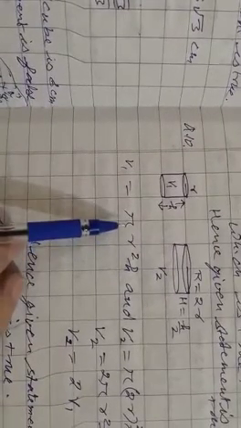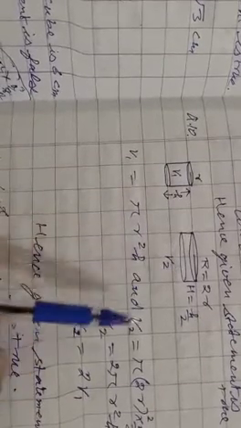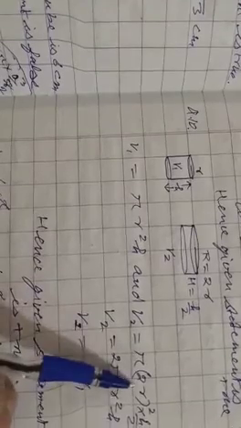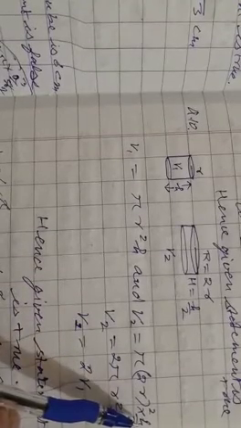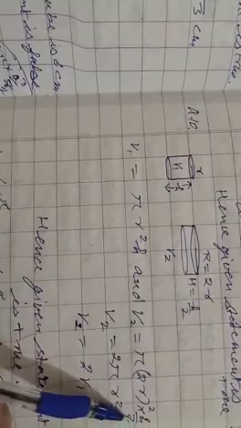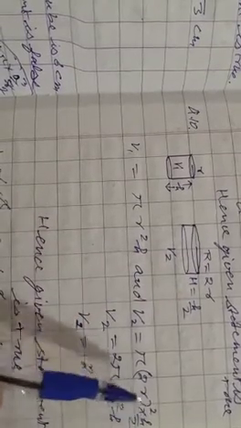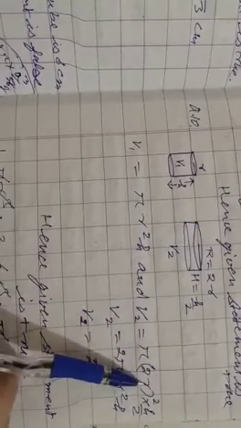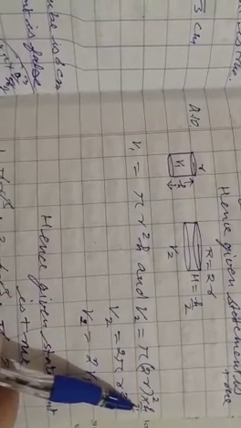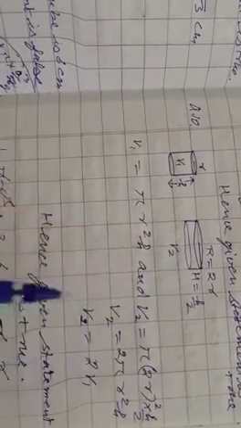V1 equals pi r square h. This is the volume of the first cylinder. V2 equals pi radius square into height. Height is h upon 2, so we write h upon 2. Radius is 2r, so we write 2r whole square. Pi radius square into height. This is the volume of the second cylinder.